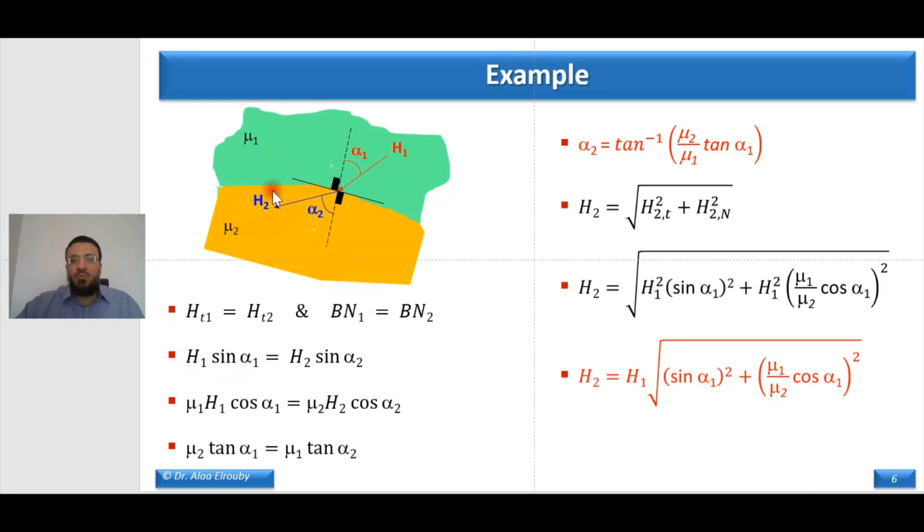We do a similar thing for H2. It will be decomposed into two components, the tangential component in that direction, and the normal component in the z direction. The normal component is cosine alpha 2. The tangential component is sine alpha 2. So from the first boundary condition, H1 sine alpha 1 equals H2 sine alpha 2. For the normal component, we have B normal 1.